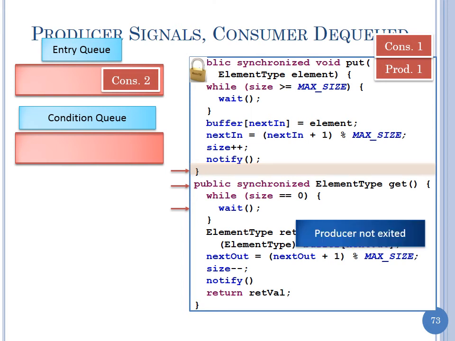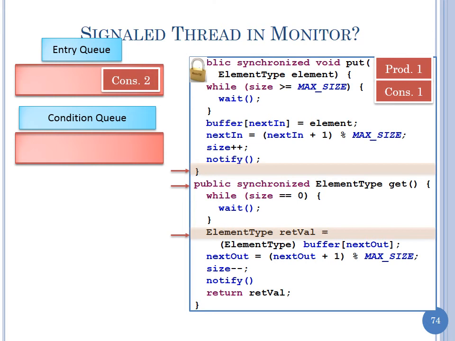The producer has not exited, and where does the consumer go next? That may affect what the producer does next. We actually talked about this in the synchronization deck, and you should really go and study that before you start your assignment, because then you really understand it.